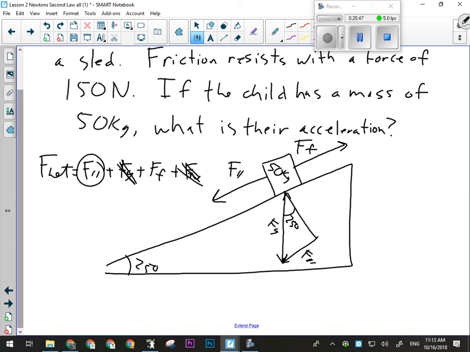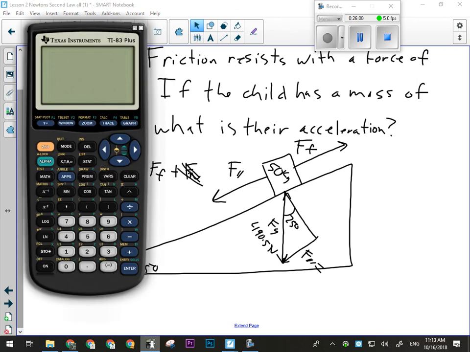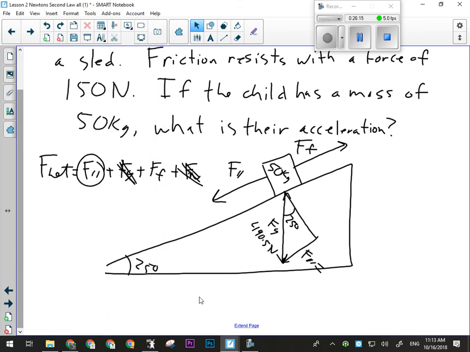All right, so now we're at this point where we have to calculate the force of gravity. So that's going to be 490.5 newtons. Then we're going to calculate F parallel. It's the opposite side, so we'll take our hypotenuse and multiply it by the sine of 25. So F parallel is 207.29 newtons. And we know that the force of friction is 150 newtons.